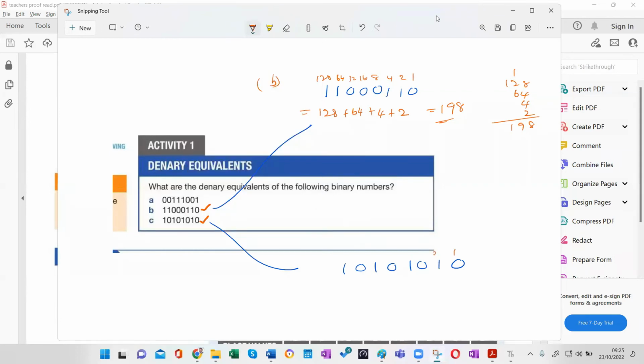Right, so this is 1 2 4 8 16 32 64 128. That's 128. No 64s, 32, no 16s, 8, no 4s, 2. So 128, 32, 8, and 2.